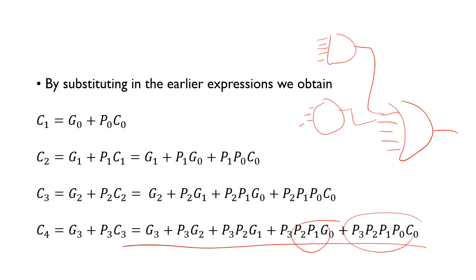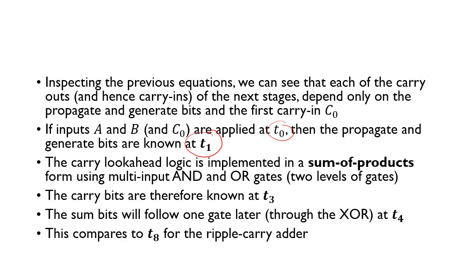So we can see that generating this carry is just 2 gate delays. 1 gate delay here, 1 gate delay here. So there are 2 levels of gates there. So if we know the propagate and generate bits at time 1, we actually know all the carry bits at time 3. And then we know from the full adder circuit the sum bit just has to go through this final XOR gate. So we know the sum at time 4. So we know all the carry bits at time 3 and the sum at time 4.